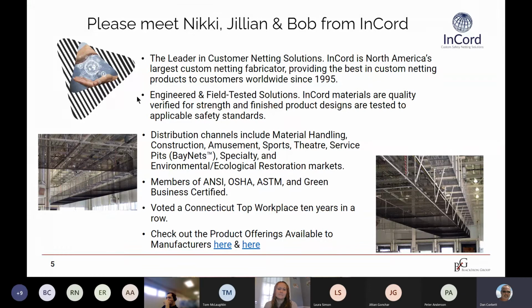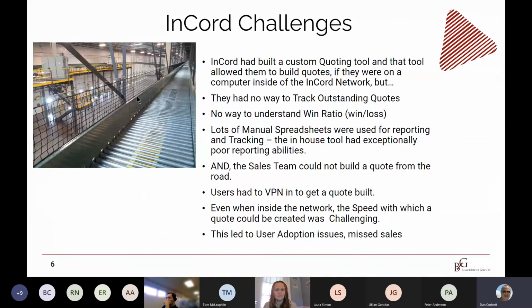So I'm going to jump to the next slide here. Okay. So this is kind of a screen where we talk about some of the challenges InCord had as they put this together. We built this list of bullets, but I think it's fairly common stuff that you hear from a lot of customers, right? Spreadsheets, basically, to manage this stuff. No real way to track. You send a quote out to the ether, and then, where is it and what's happening to it? No real way to understand some of the data about who's kicking tires and who's signing. And the sales team couldn't basically do this from the road.